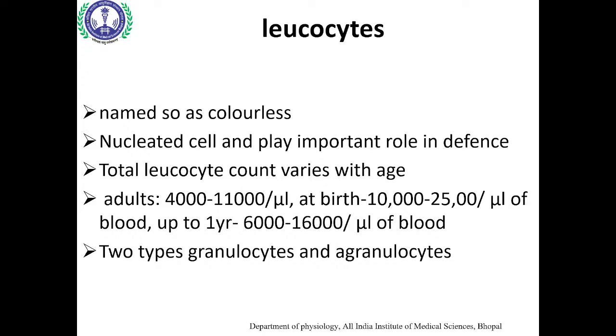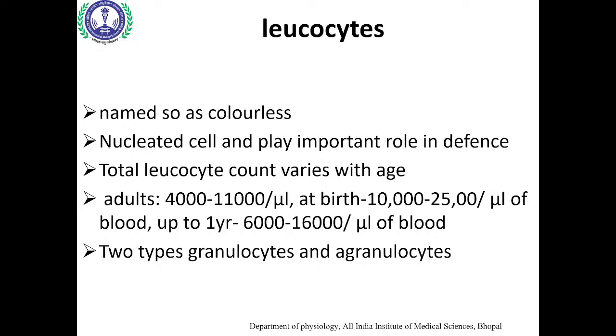They are nucleated cells. We know that platelets are not nucleated, and RBCs are also not nucleated. But this is a very important feature of the leukocytes, because on the basis of number of lobes and type, we will be differentiating the different types of leukocytes, right? And they play an important role in defense. Now, the total leukocyte count varies with age. It is very high in newborns, and slowly it goes on decreasing.